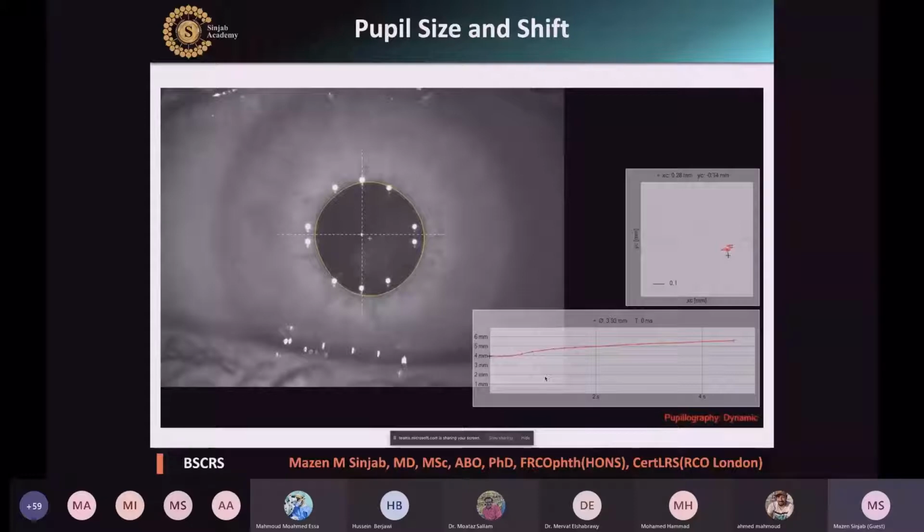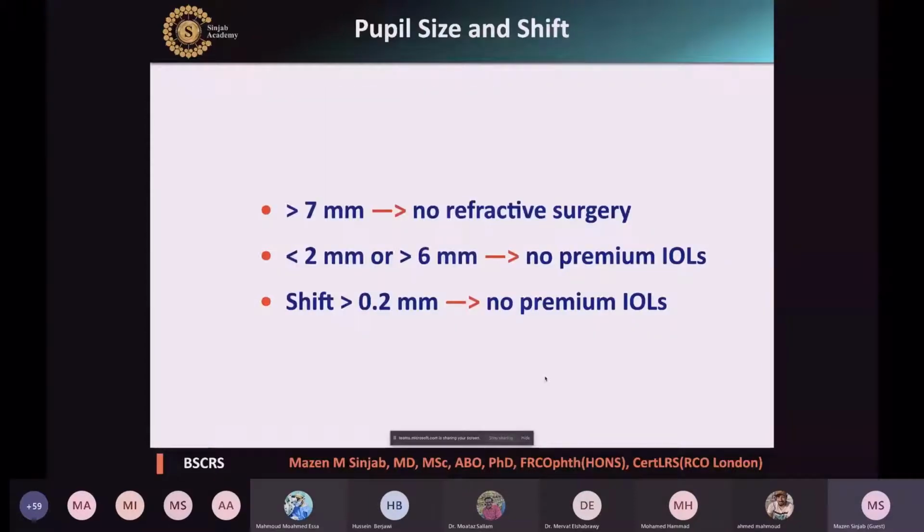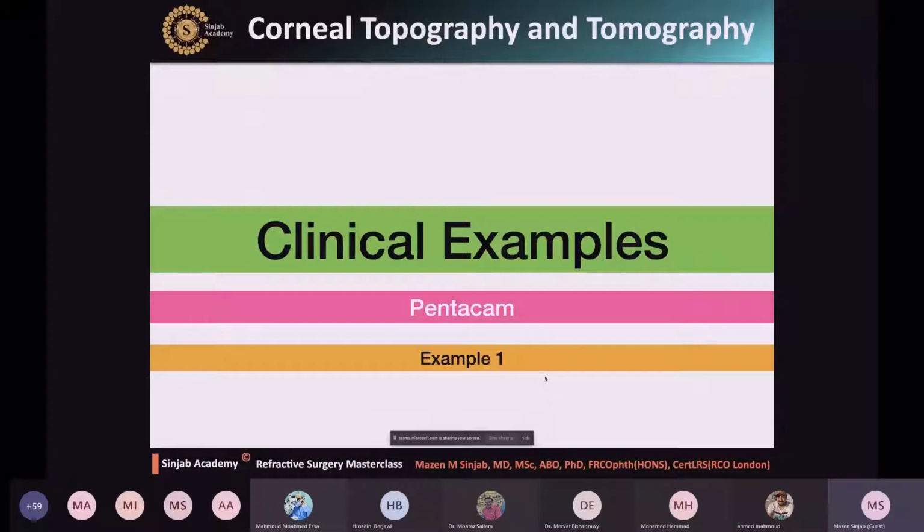Now, if the mesopic pupil is more than 7 millimeters, then we cannot go for any type of refractive surgery. If it is less than 2 millimeters or more than 6 millimeters, then we cannot implant premium IOLs. Why? Less than 2 millimeters, the premium IOLs are ineffective. And if it is more than 6 millimeters, then there will be dysphotopsia. If there is a shift of more than 0.2 millimeters, then there is a risk of dysphotopsia if we are planning premium IOLs. Now, I'll give you two examples of the Pentacam, showing how I study it by applying all that I mentioned before.